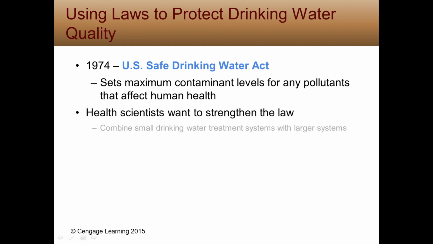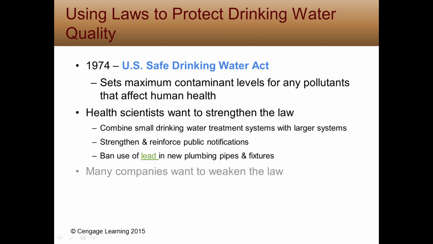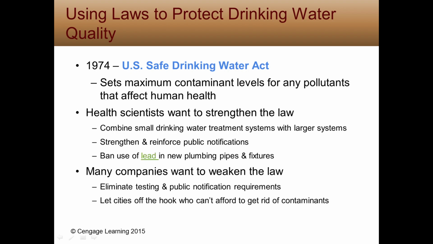A lot of people want to make it stronger. A lot of people say that it's too much. Health scientists say not enough. A lot of times these small cities have issues meeting the standards, and so they want to combine with larger systems. This is one of the Flint, Michigan issues, is they were going to be on Detroit water. So the goal is making it easy for the small ones to meet standards, and to strengthen and reinforce public notification.